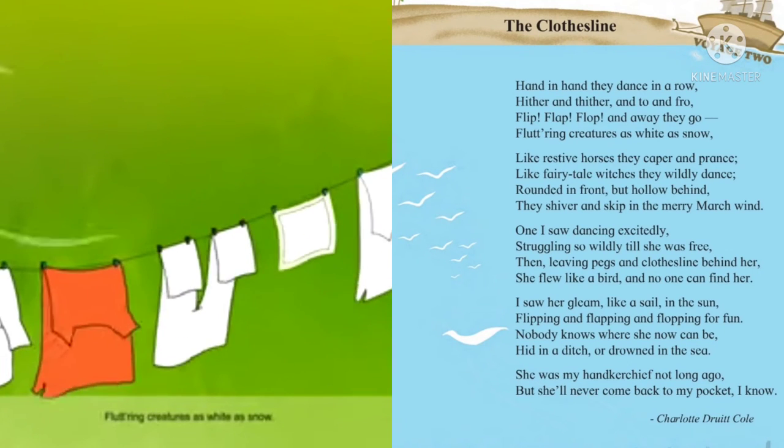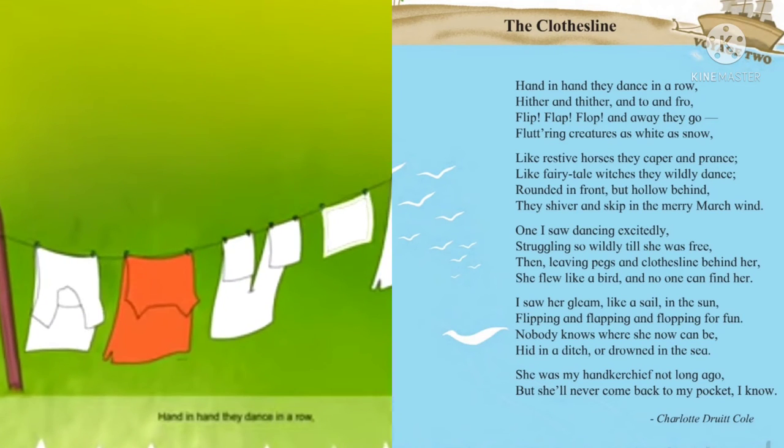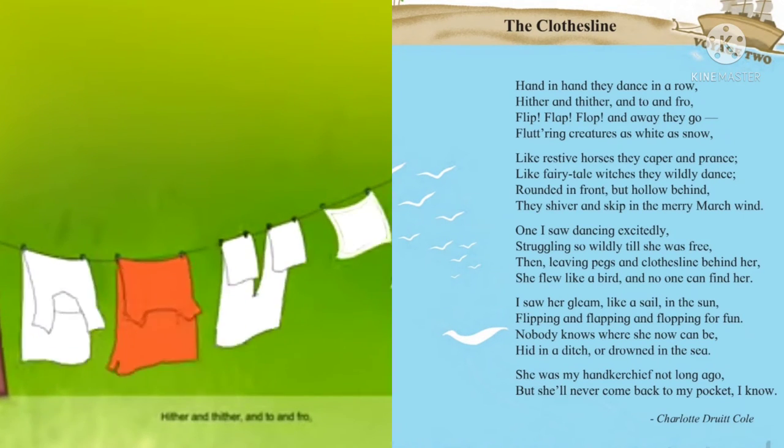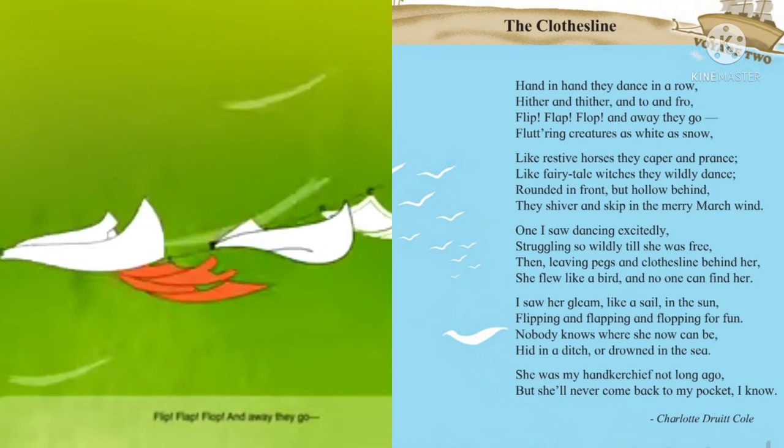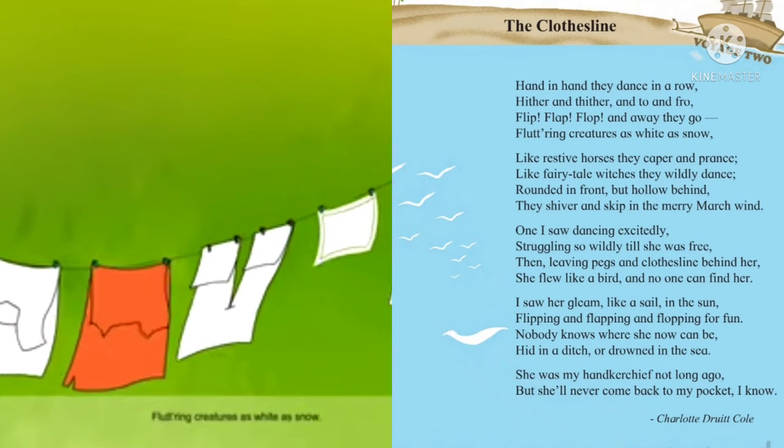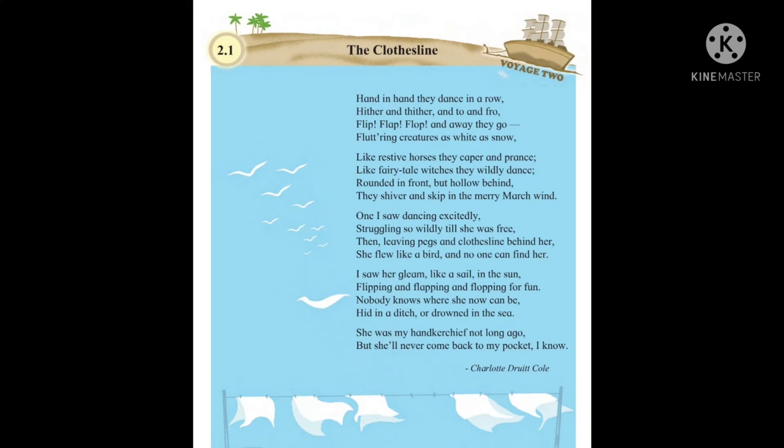Fluttering creatures as white as snow. So now here the poet is comparing the clothes with fluttering creatures. Yes, they are fluttering creatures as white as snow. So the poet is comparing the clothes with creatures that flutter, right? And they are birds. They move their wings and they fly. So the poetess is comparing the clothes with the birds, which are white in color.